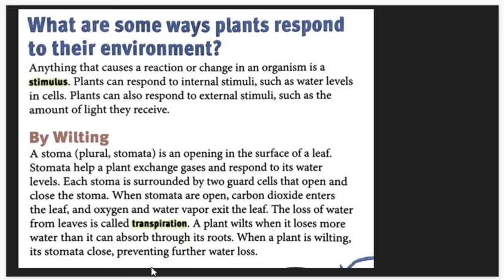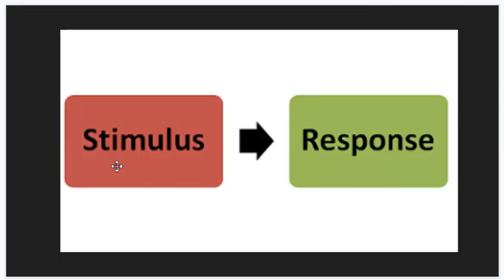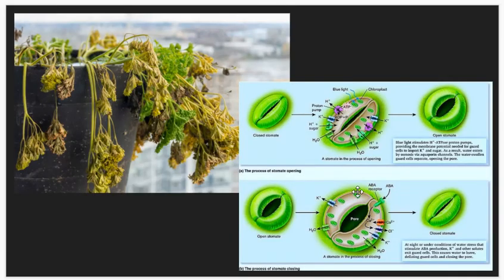So what does a plant do if it starts to wilt? The stimulus is that too much water has been lost. So what does the plant do? What is the plant's response? Well, the plant's response is that it takes these stomata, these holes, and closes them. That's its response.